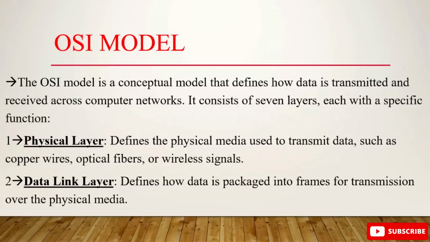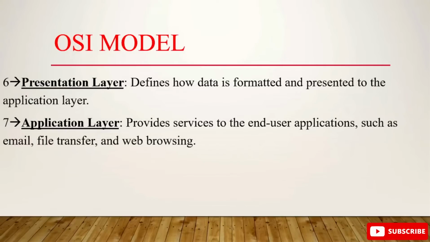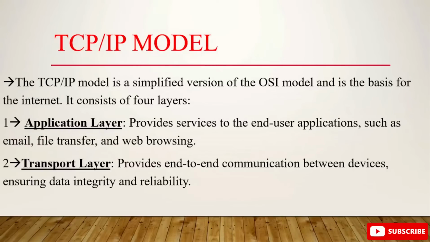The OSI model is a conceptual model that defines how data is transmitted and received across computer networks. It consists of seven layers, each with a specific function. The first layer is the physical layer, then the second is the data link layer, third is the network layer, fourth is the transport layer, fifth is the session layer, sixth is the presentation layer, and seventh is the application layer.